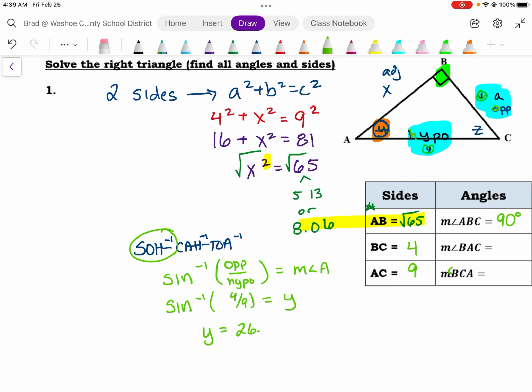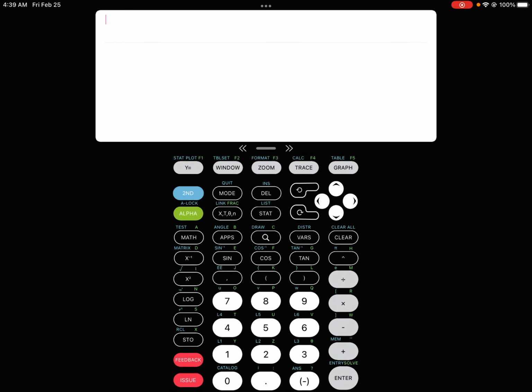Cool with that? Now, some of you are wondering how we do that because you missed that video. I'll go ahead and get my calculator out here. So right here, you see the sine button, and then right above it, you see inverse sine with the -1. So I do second sine, then 4 divided by 9, close my parentheses, and there we go. Okay, and then we obviously do some rounding.